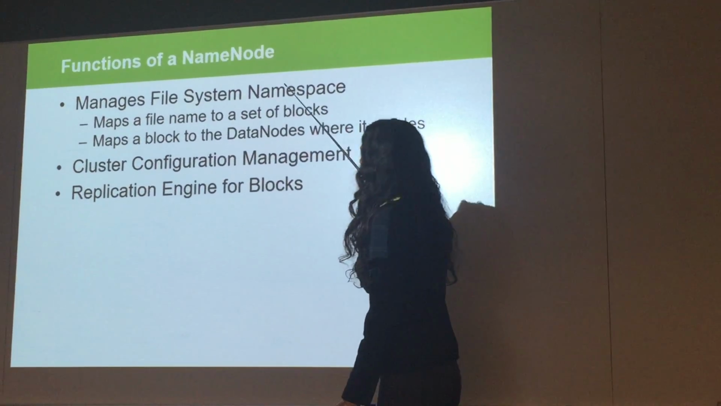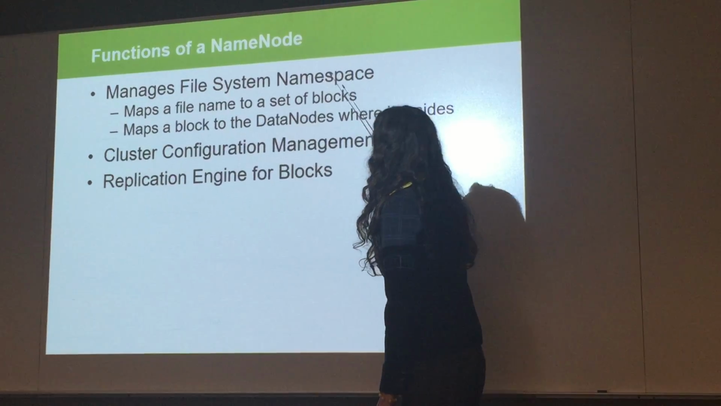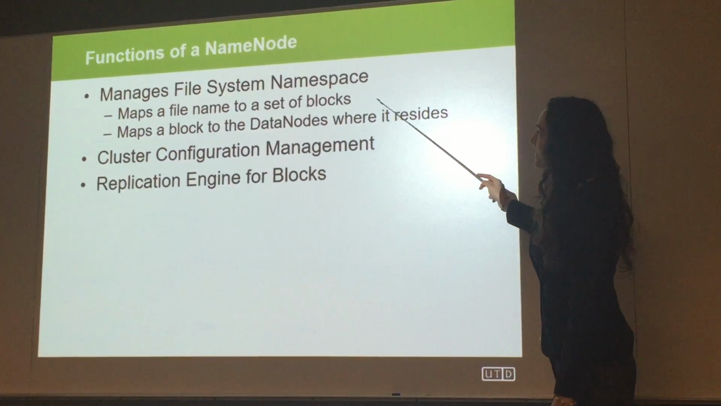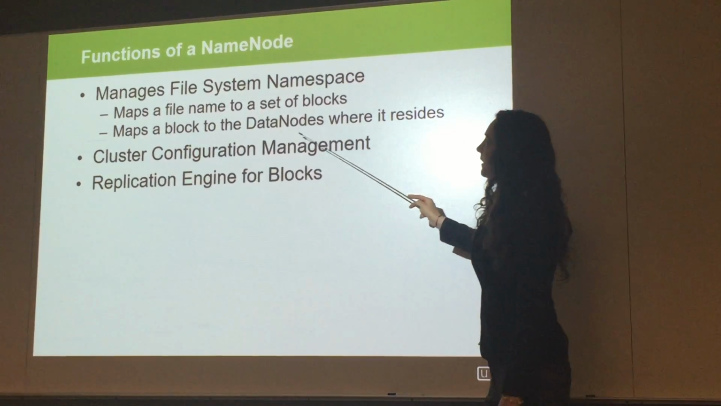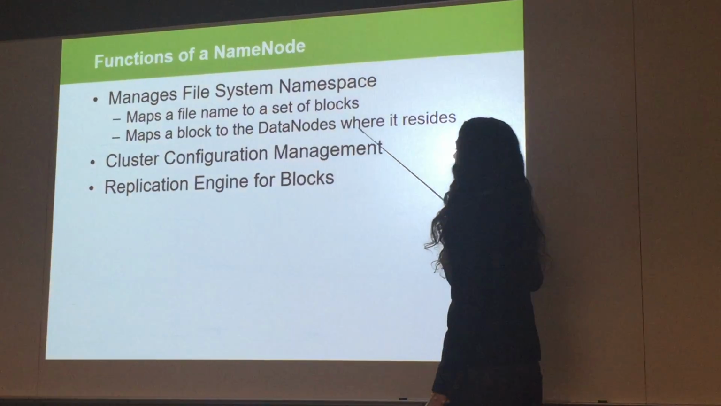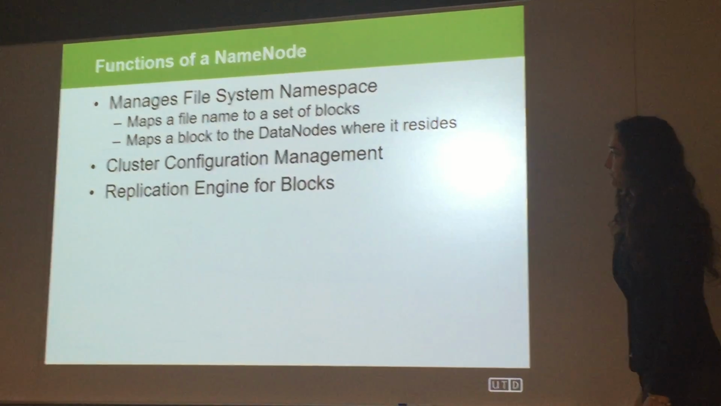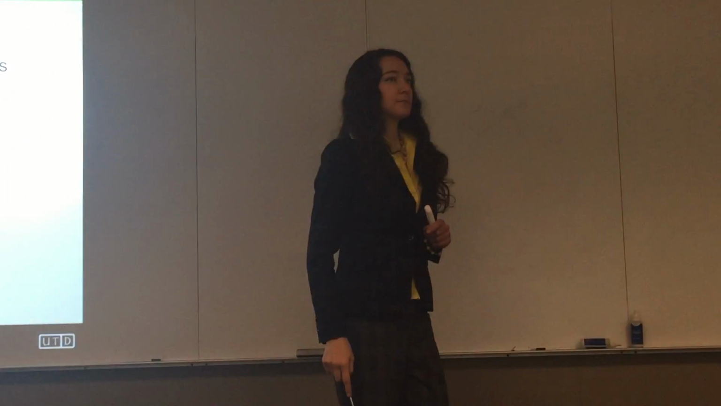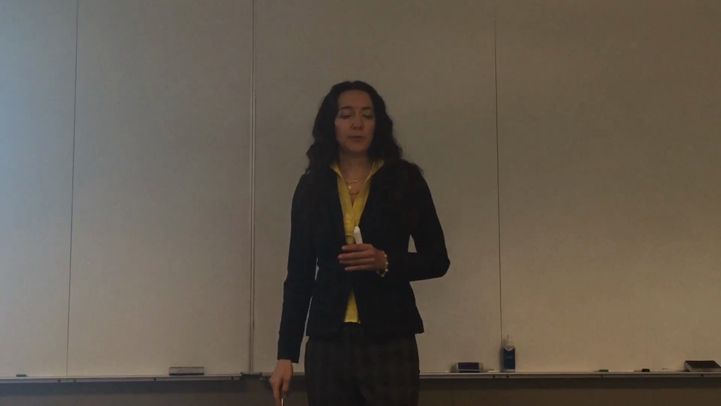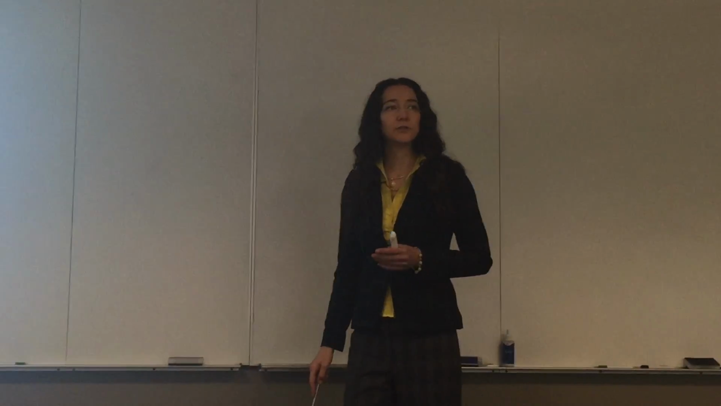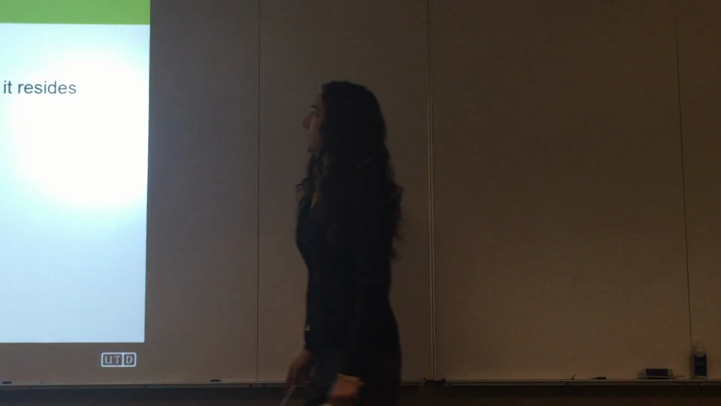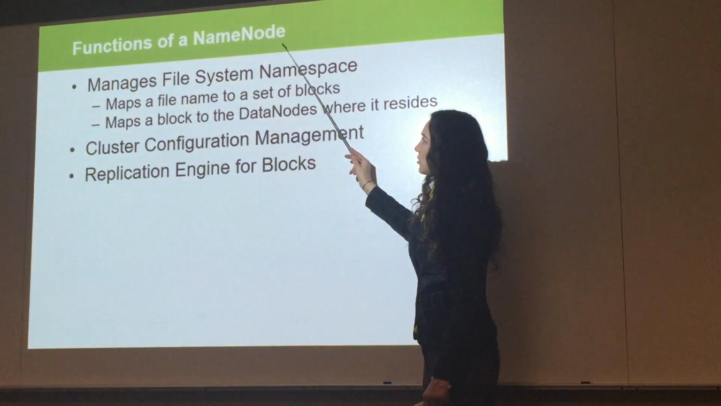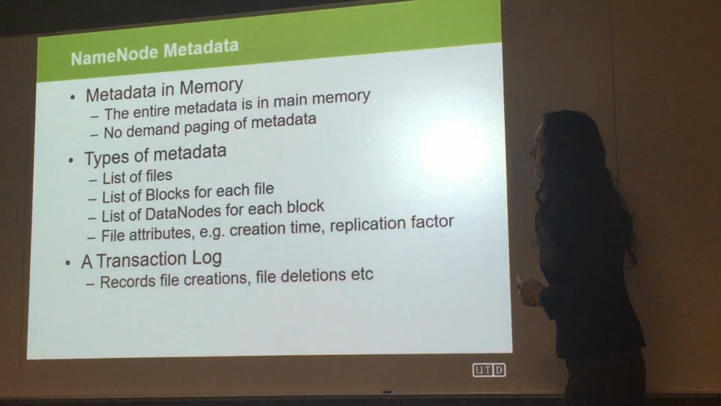So there is a NameNode that is the main node that manages the entire namespace. It maps a file to a set of blocks, and then it maps the block to a particular data node where it will be stored. This NameNode also takes care of the replication, so it creates several copies of the files, and it has to do with management of the cluster configuration. So that is a very important function.